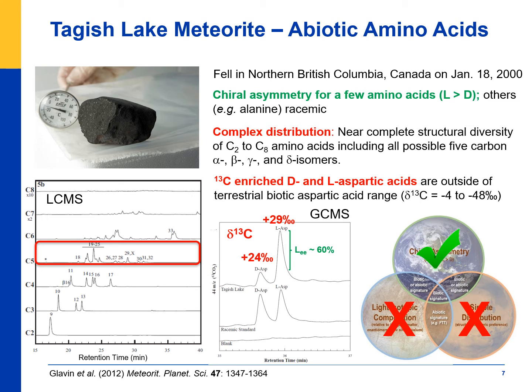And then finally, we also don't see the light isotopic composition. So the amino acids in Tagish Lake are heavily enriched in carbon-13, clearly falling outside of the terrestrial carbon isotope range for aspartic acid. So again, although we see the chiral asymmetry in this meteorite, this is a clear indication of abiotic chemistry.